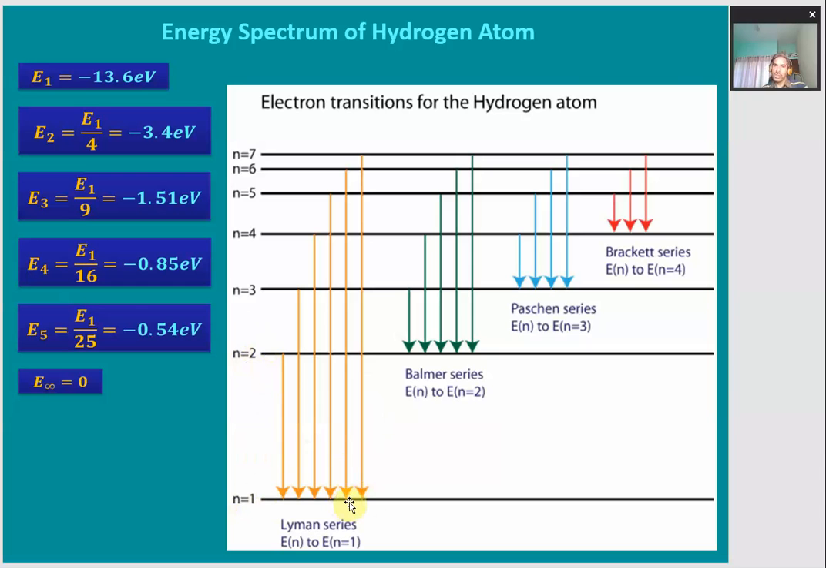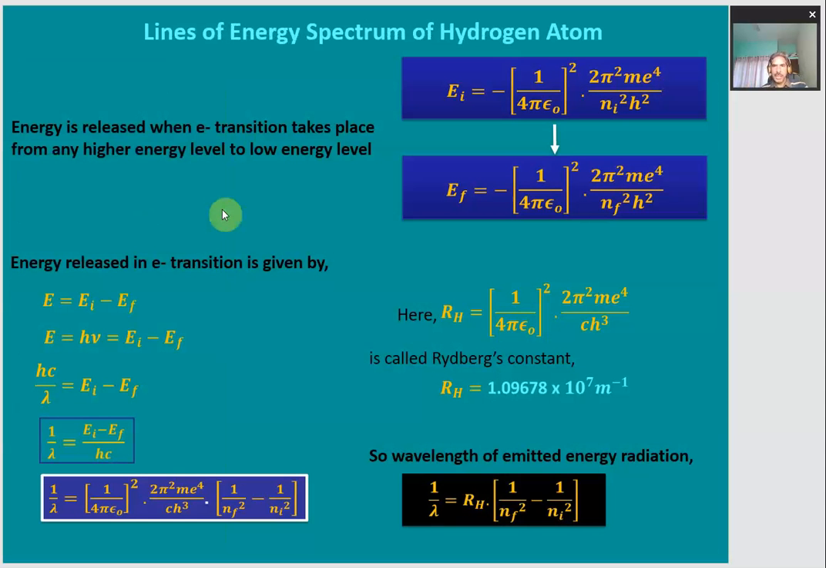This happens always. Whenever transition takes place from higher energy orbit to low energy orbit, energy will be released. And whenever transition of the electron takes place from low energy orbit to higher energy orbit, that can happen only when some energy is given to the electron, or the electron takes the energy. Right? So how much energy does the electron release or absorb during the transition? It depends upon the energy levels between which the transition is taking place.